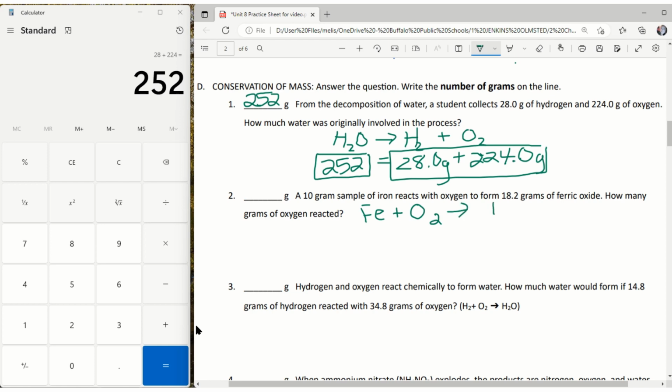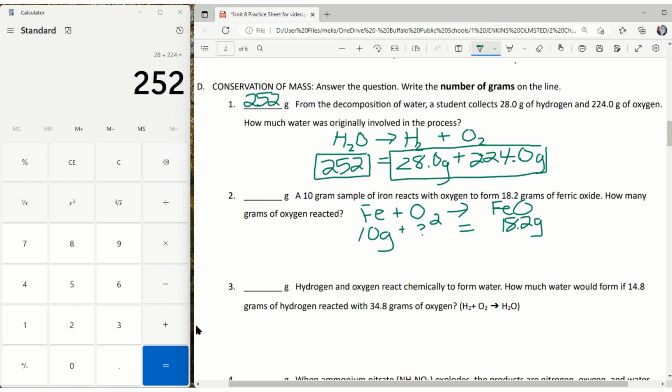A 10-gram sample of iron reacts with oxygen to form 18.2 grams of ferric oxide. So you don't even really need to know the formula, but it's something with iron and oxygen together. I'm just going to leave it like that, okay? So 10 grams of iron reacts with oxygen to form 18.2 grams of this. So how do I find this?